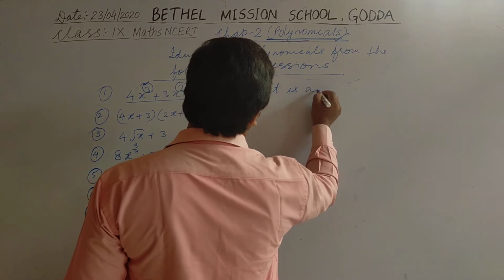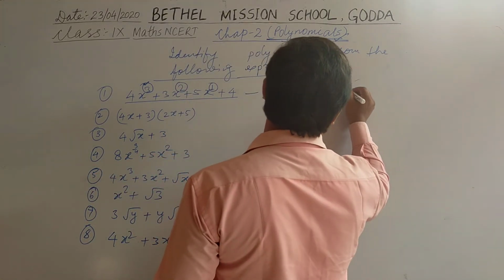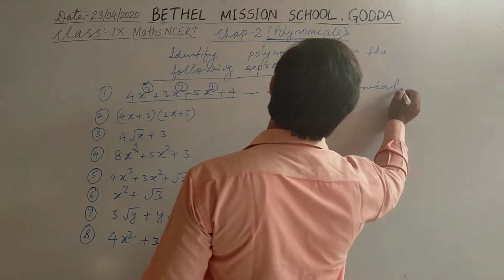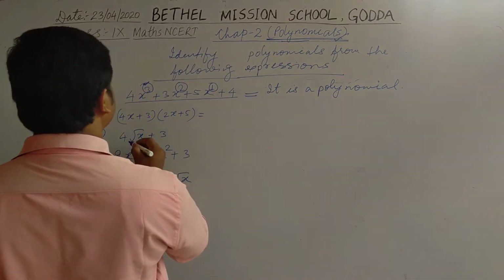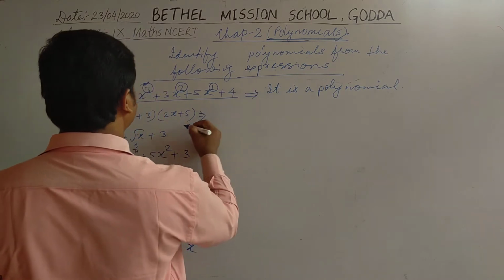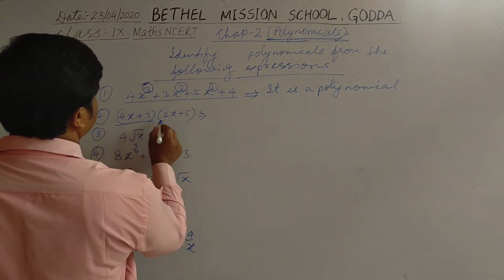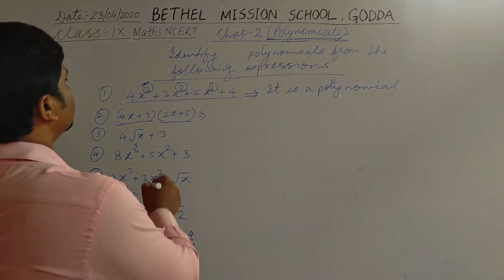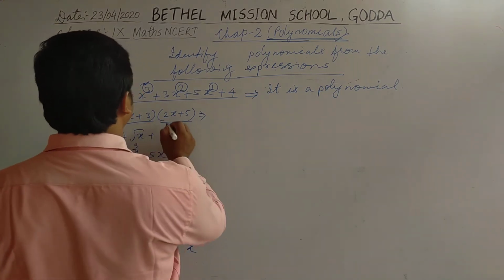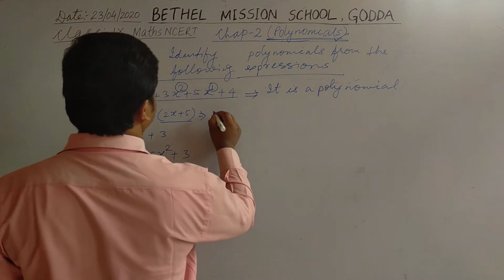It is a polynomial. This expression: (4x + 3) into (2x + 5). So we need to multiply this. We have to find the product first.